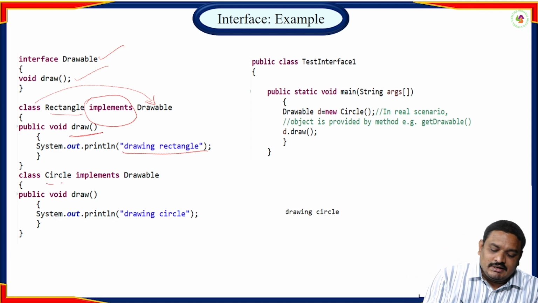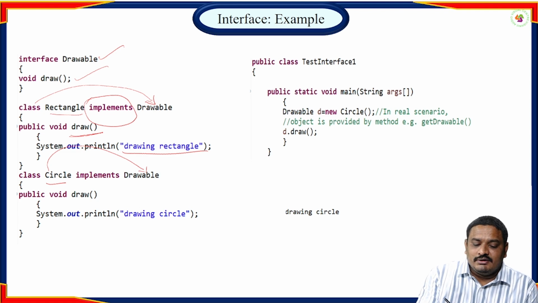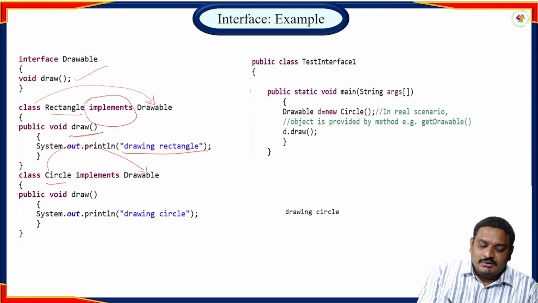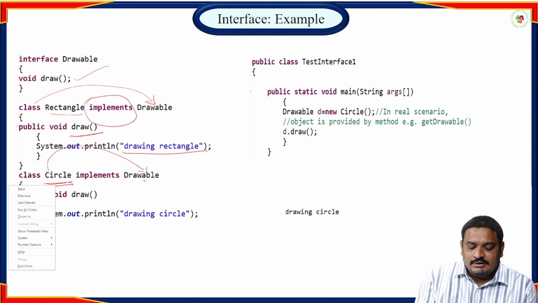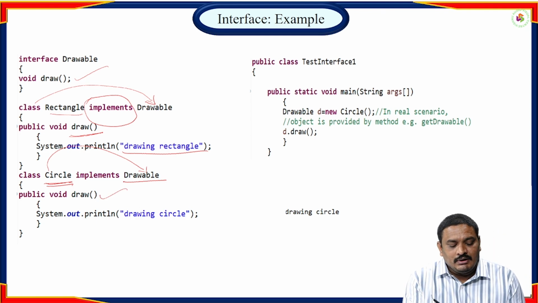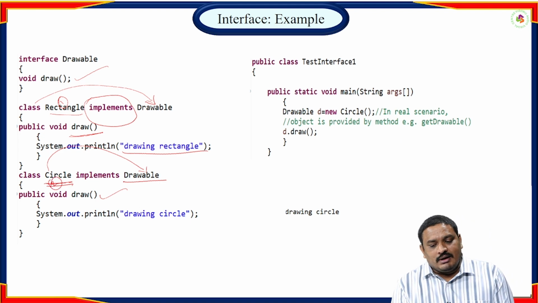The next class is Circle. This class can implement the interface. What is that interface? The Drawable interface. Another class is created. The class implements the interface, and one more method is save. This is the first class, and this is the second class.